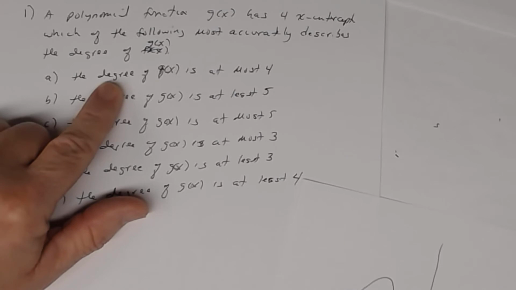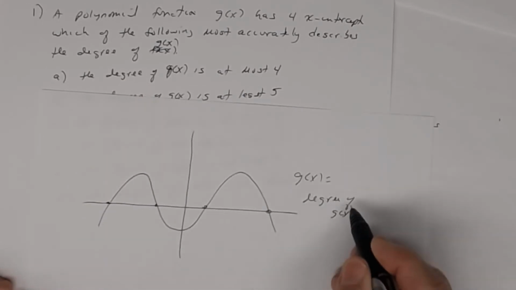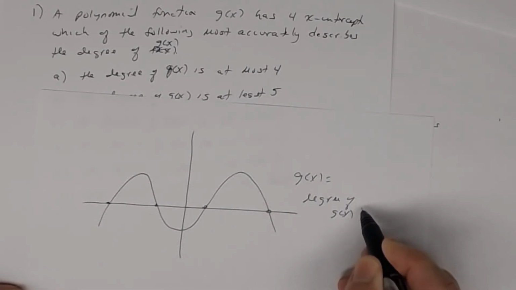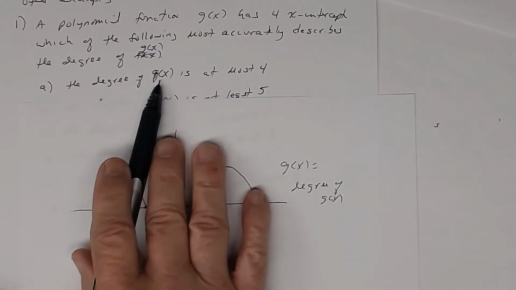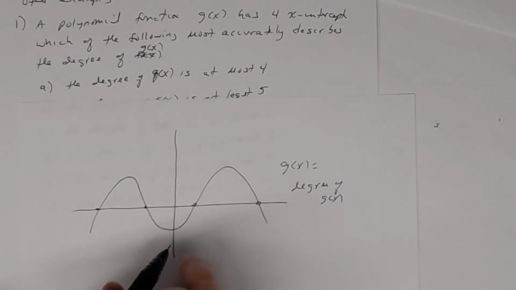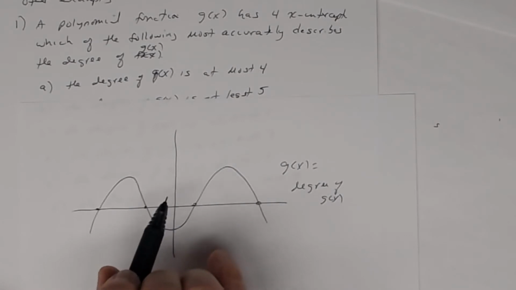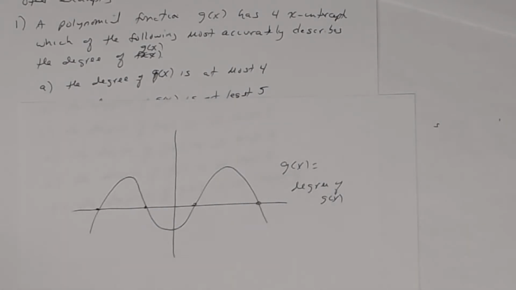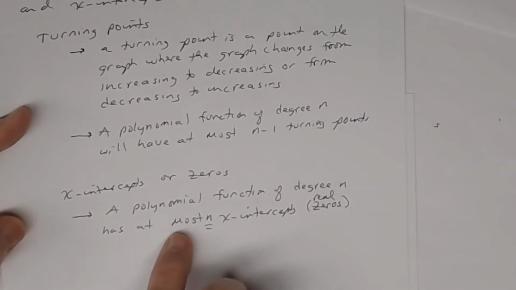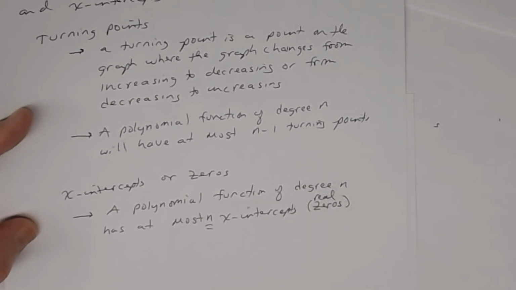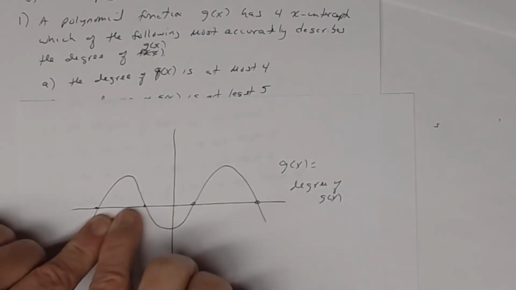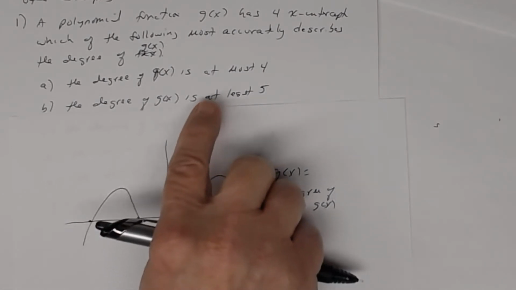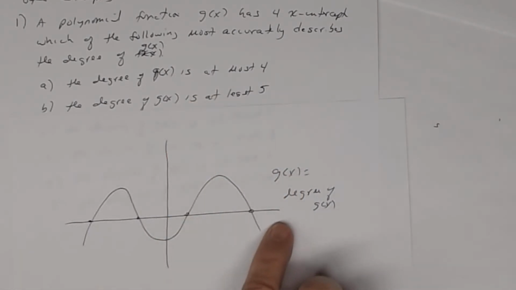The degree of g of x is at most 4. So if you're saying the degree is at most 4, okay, so you're saying it cannot be 5, it cannot be 6, it cannot be 7, right? So the maximum degree is 4. Is that true? So let's think about that. Remember this says if the degree is n, then the number of x-intercepts is at most equal to the degree. So if this right here has 4 x-intercepts, then can the degree be 5, for example? Yes, the degree can be 5, couldn't it?